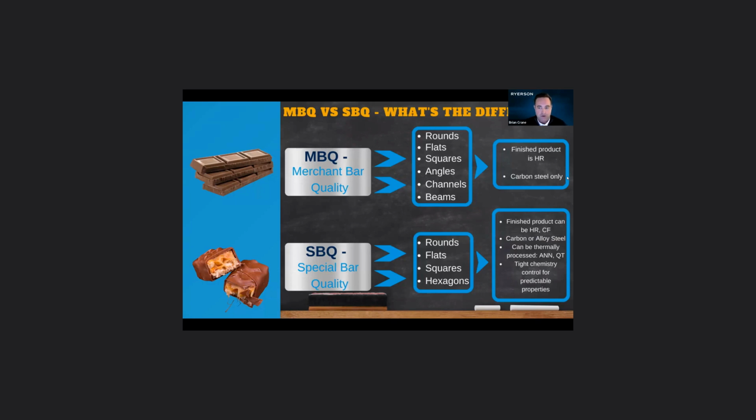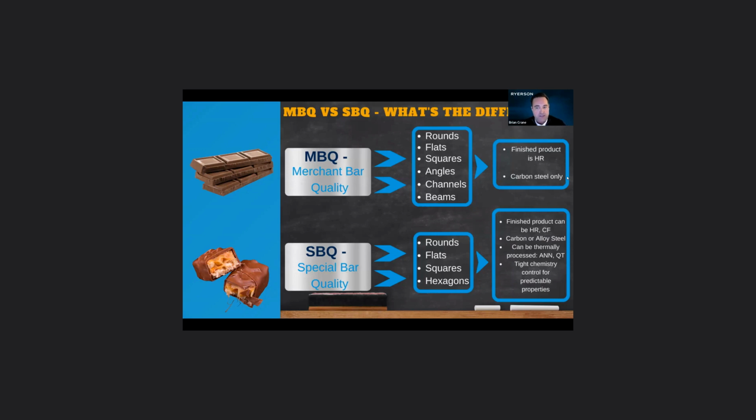MBQ is hot rolled bar or structural shapes like angles, beams, and channels, and it is used in applications that don't need tight chemical, mechanical, or dimensional tolerances. This group of products serves a wide variety of end uses: construction, bridge and highway work, structural support, just to name a few.